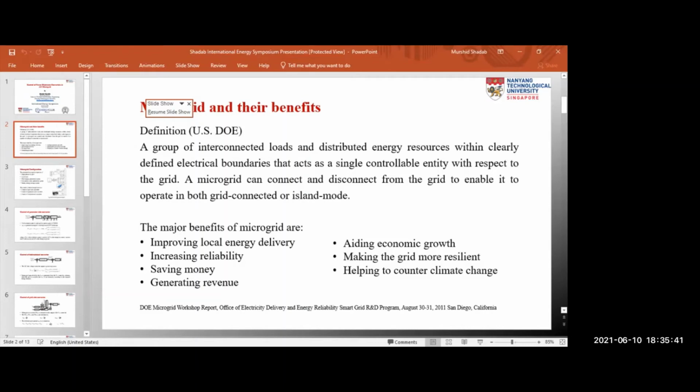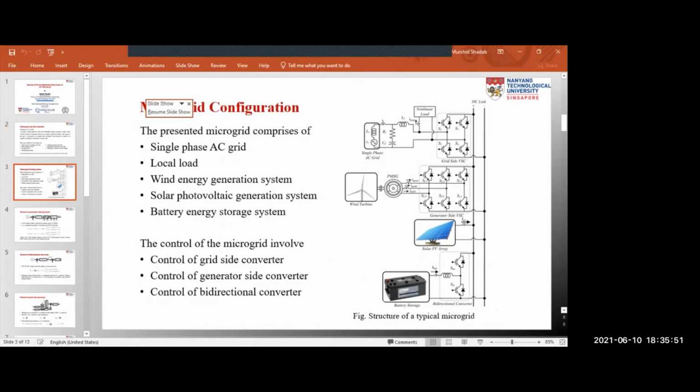The distributed energy sources are mostly renewable in nature. So in this sense, we can see that this also counters climate change by reducing the carbon footprint. So here, a typical structure of a microgrid network is shown. The presented microgrid comprises a single phase AC grid, local load, wind energy generation system, solar photovoltaic generation system, and battery energy storage system.